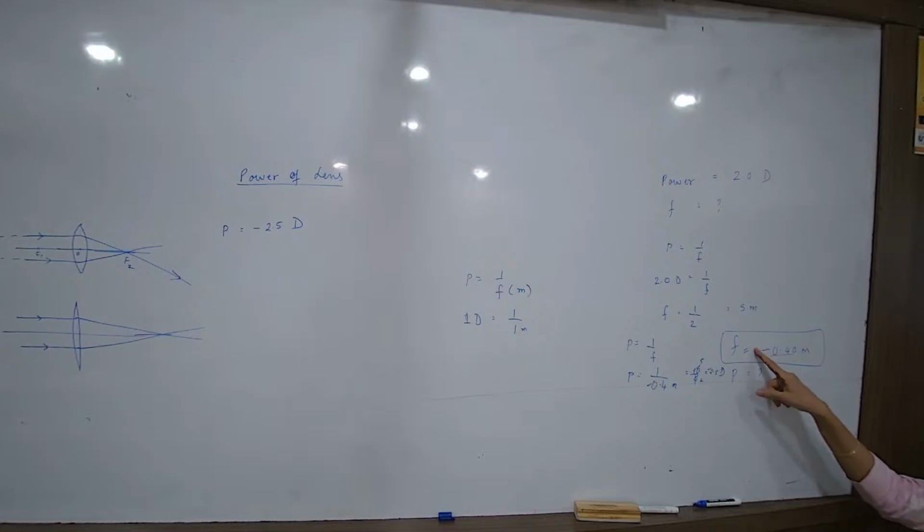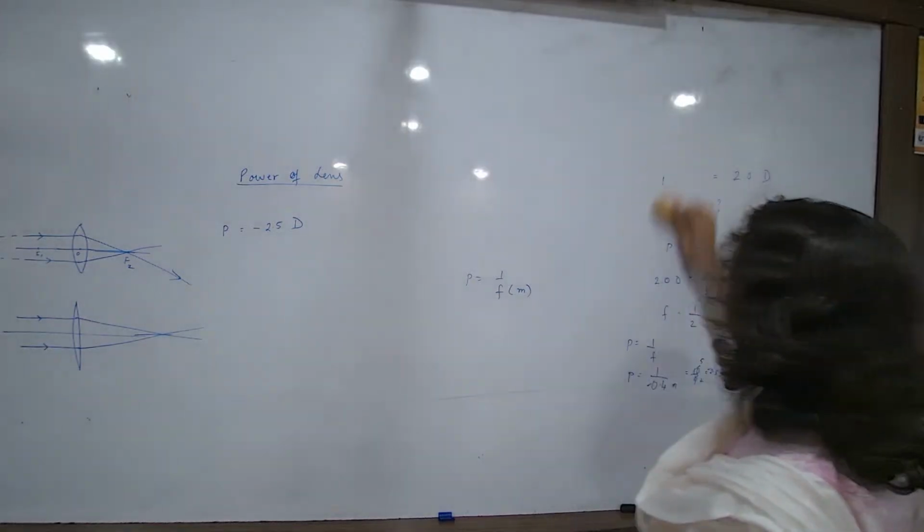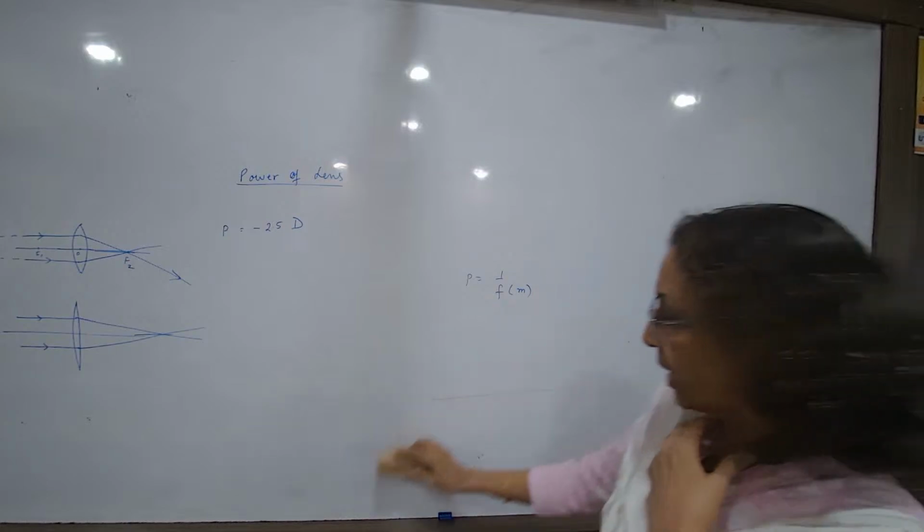I have given you the focal length and asked you to find out the power. That's the same thing. Did you understand how to do it? Yeah, the lens is concave. Did you all understand? So this is basically about power.